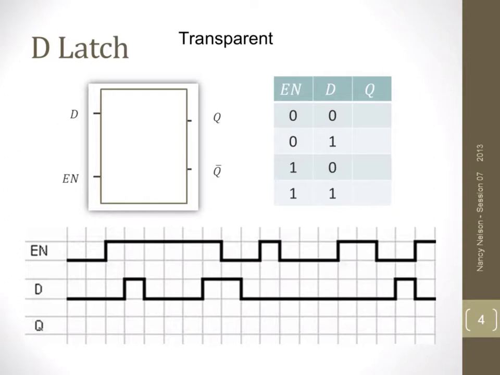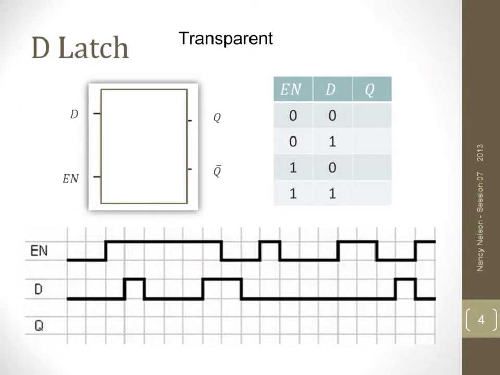It has two inputs, D and EN. The D input is for the bit stream that holds the actual data that's going to be stored in the latch, and the enable is like an on-off switch. If enable is high, the latch is on. If it's low, the latch is off or disabled, and it's going to hold on to whatever data it currently has.